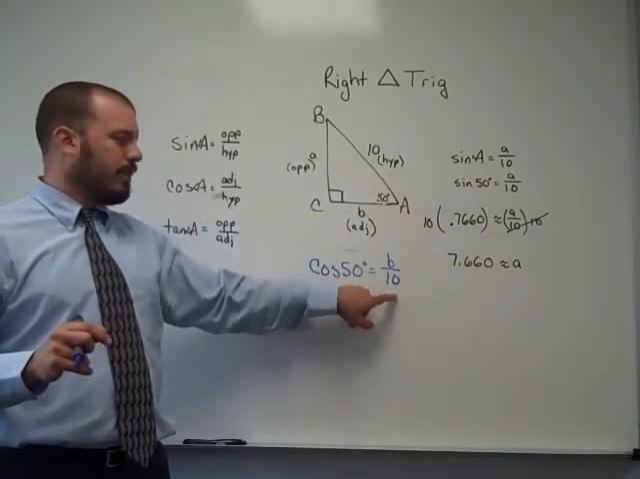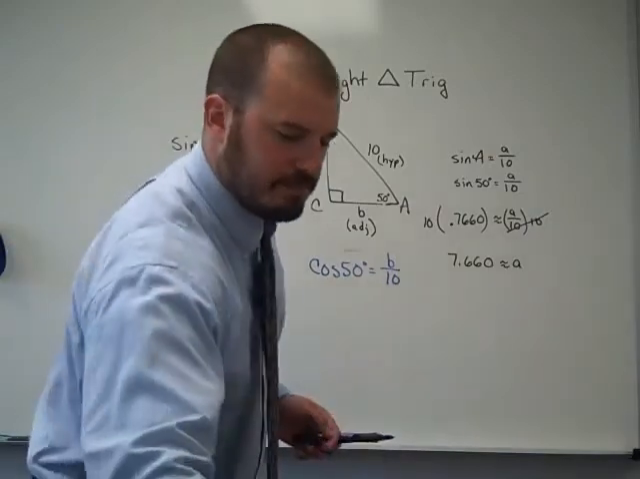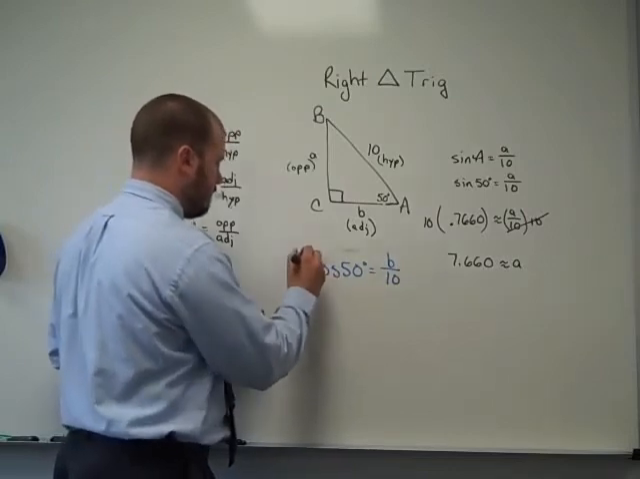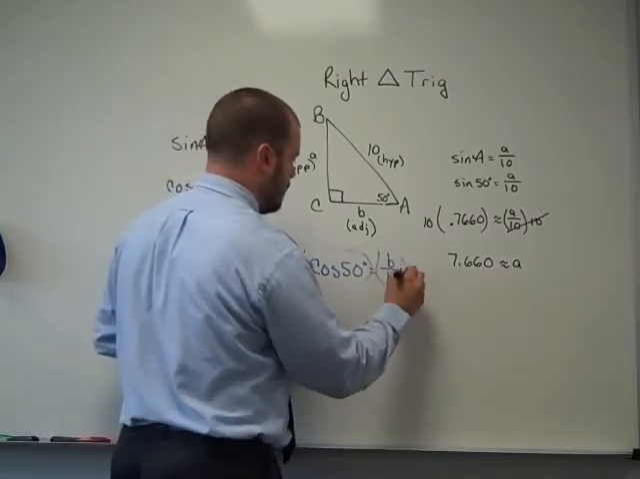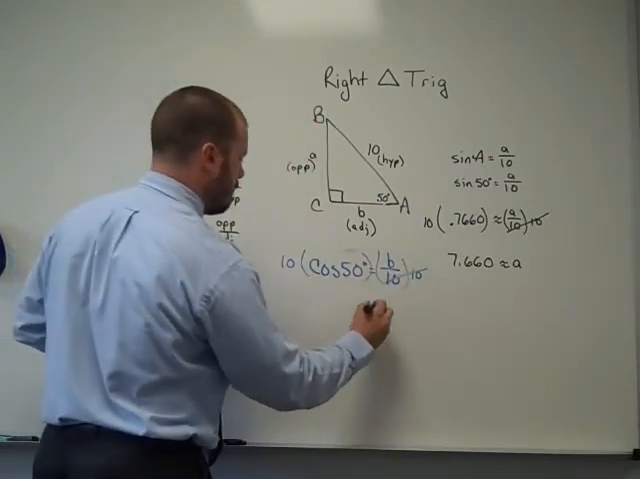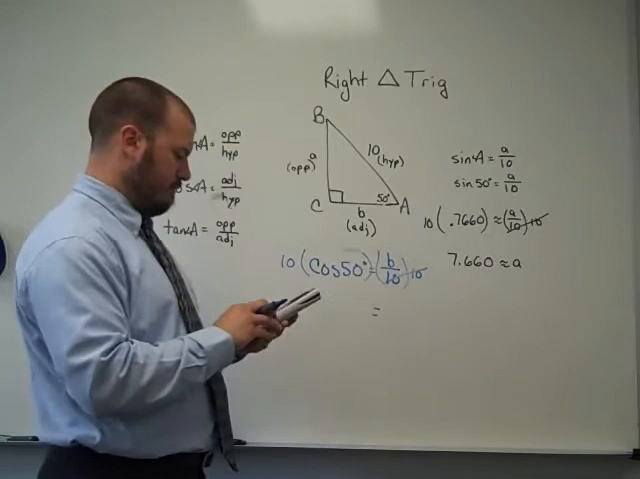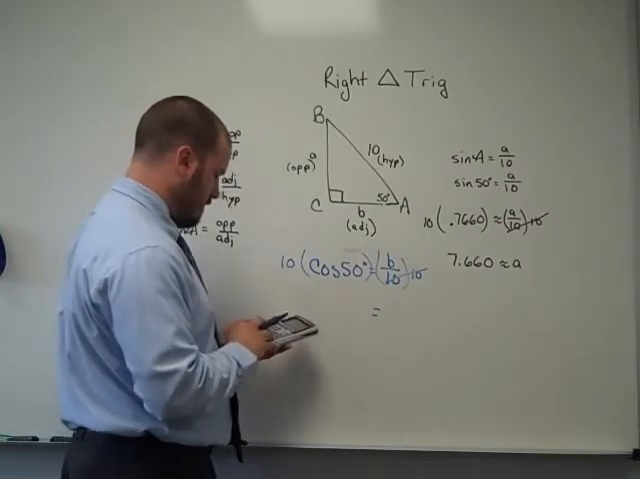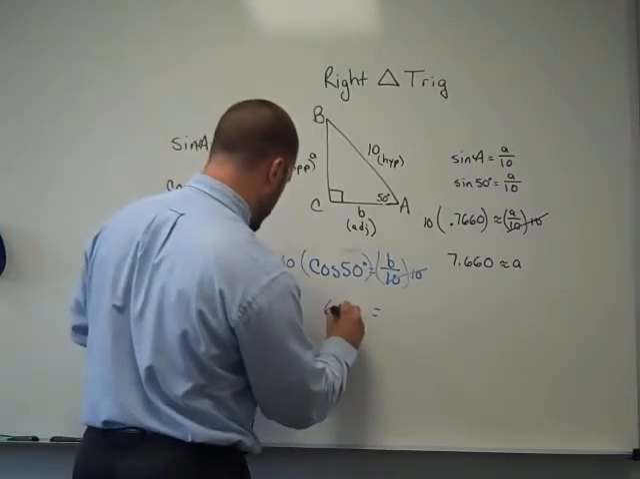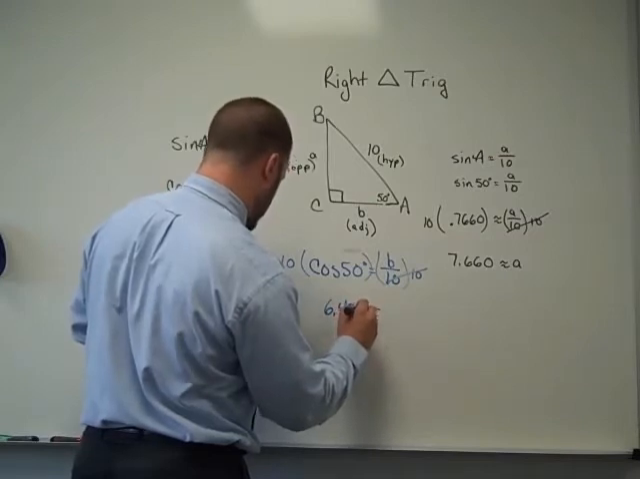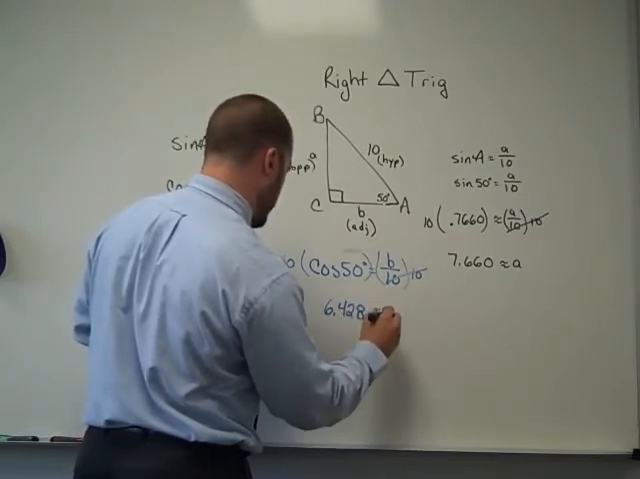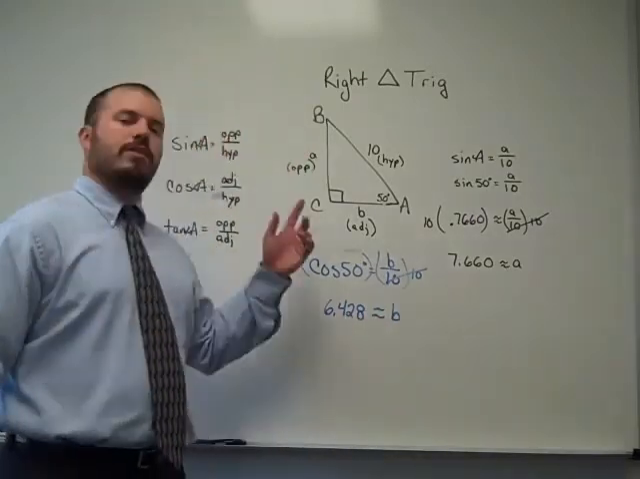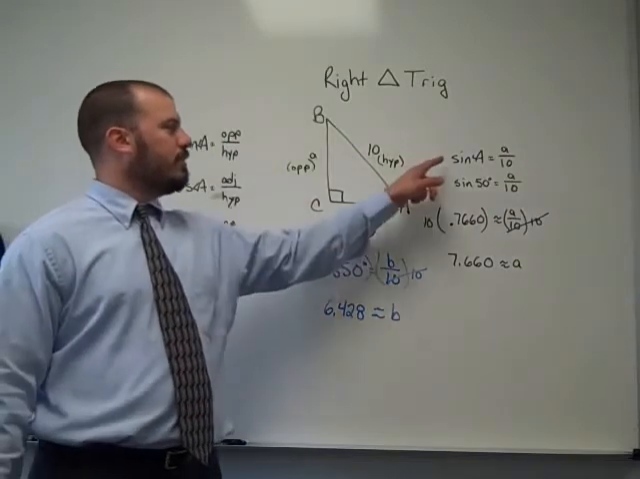Adjacent over hypotenuse. And again, go to the calculator, making sure I'm in degree mode. Cosine of 50 degrees is approximately 0.642, times 10, and that is 6.42. That's approximately equal to b. So I have now found my other side lengths of this triangle by using right triangle trig. I used sine and I used cosine.